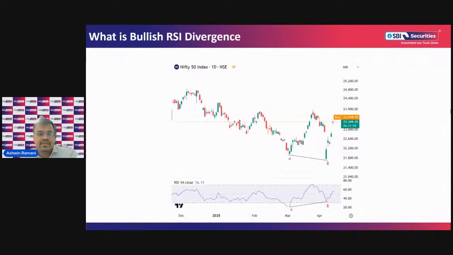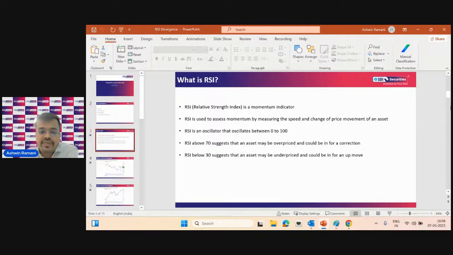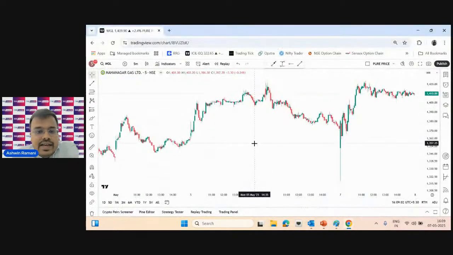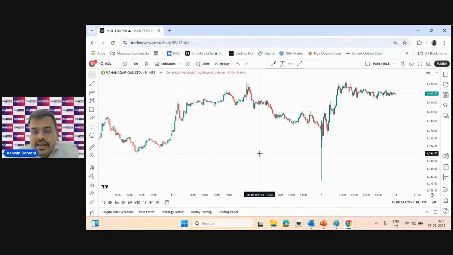Okay, so this is basically what RSI is. So if I am looking at the paint here, let me do one thing. Let me open up my chart. I hope you all are able to see the chart on my screen.